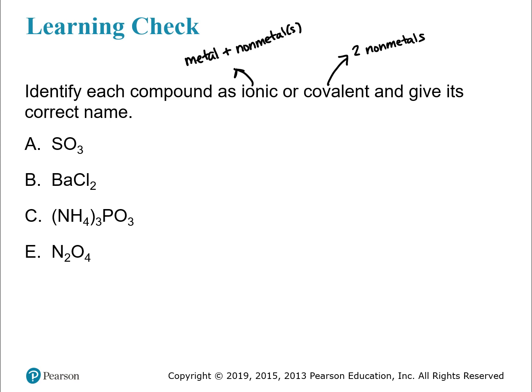So let's go through these together and state whether they are ionic or covalent. You can put an I for ionic or a C for covalent. Letter A. Is this compound ionic or covalent?